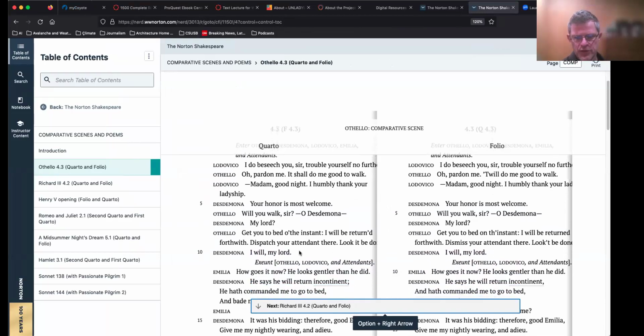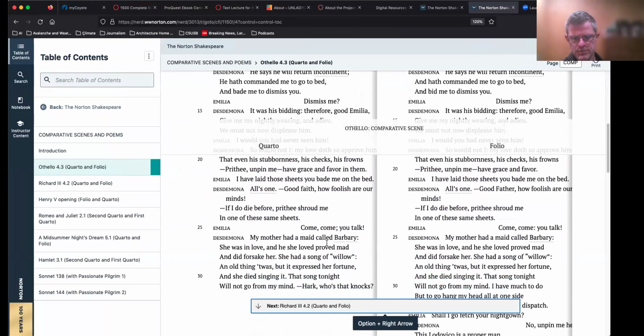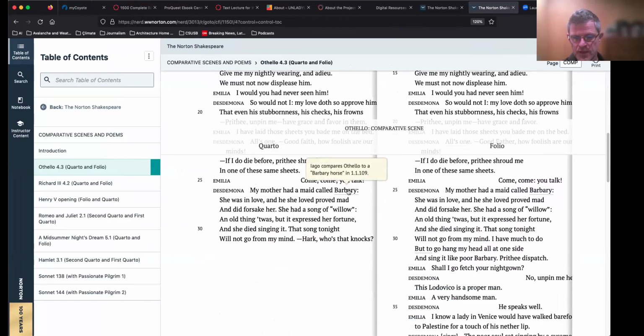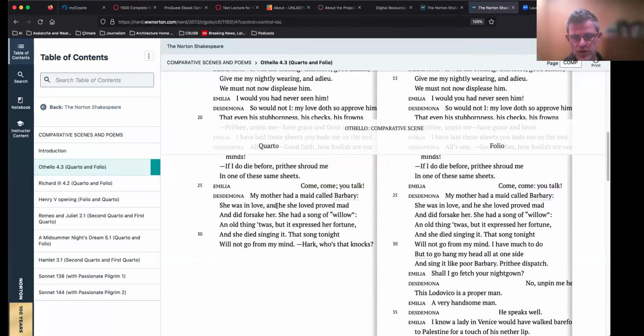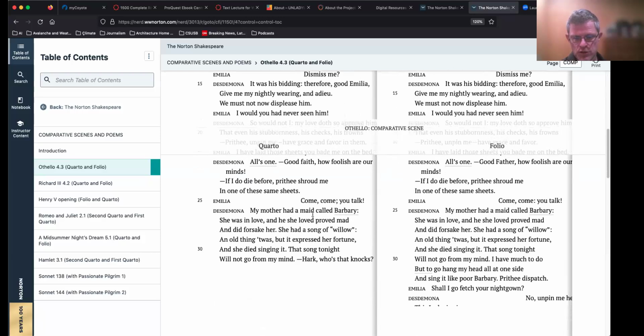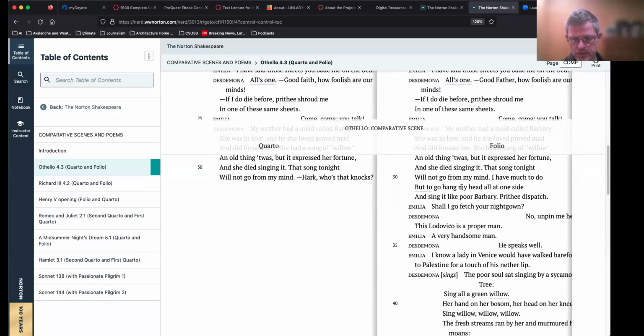But here they are, and you can read across and see that they're basically the same until this important speech by Desdemona, who of course is one of the most important characters, Othello's wife, who he murders out of jealousy because he's confused and foolish. And we've got things like little glosses that we can click on. But the most interesting thing is over here in the quarto edition, the smaller book, Desdemona's speech is relatively short. And here, her speech goes on further.